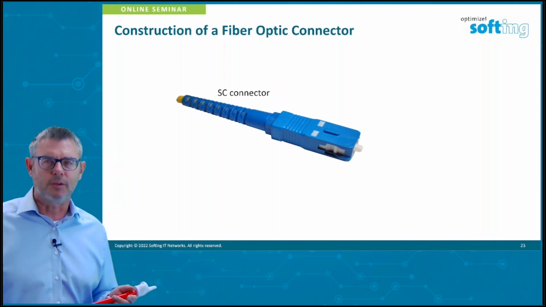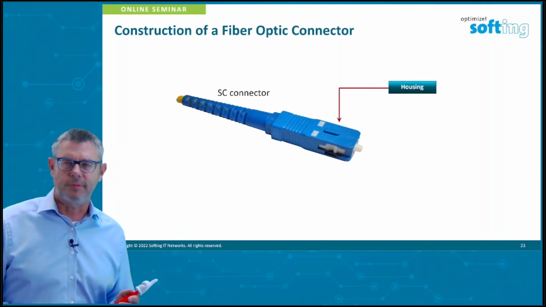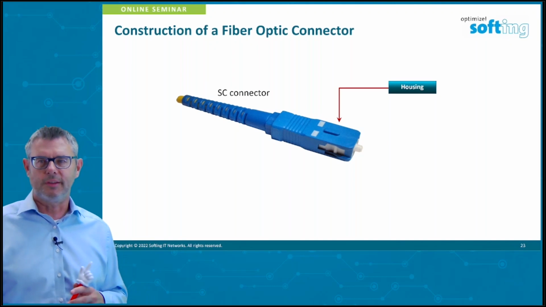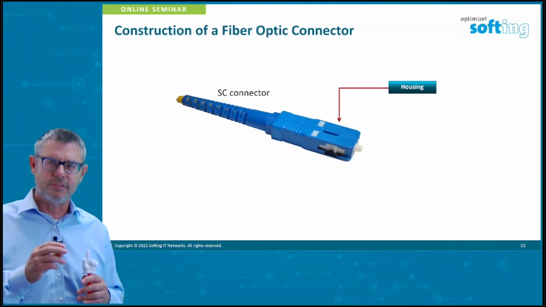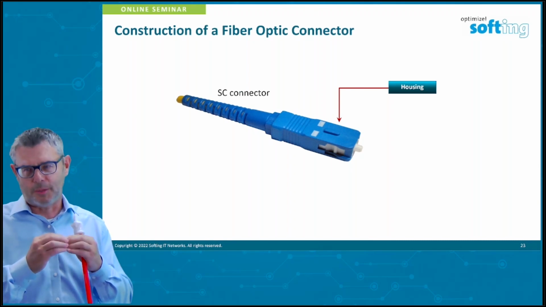What are the components of a fiber optic connector? It starts first from the outside, from the housing. What is the job of the housing? The housing is giving the mechanical design of the connector. It's giving the mechanical fitting into the coupler.